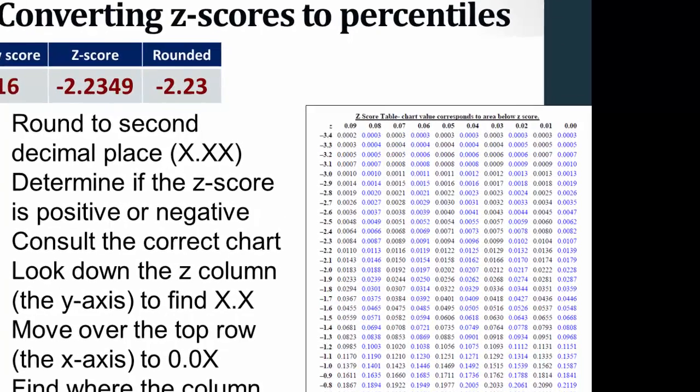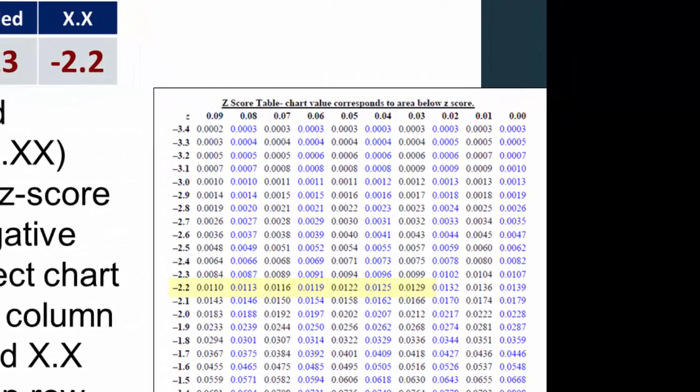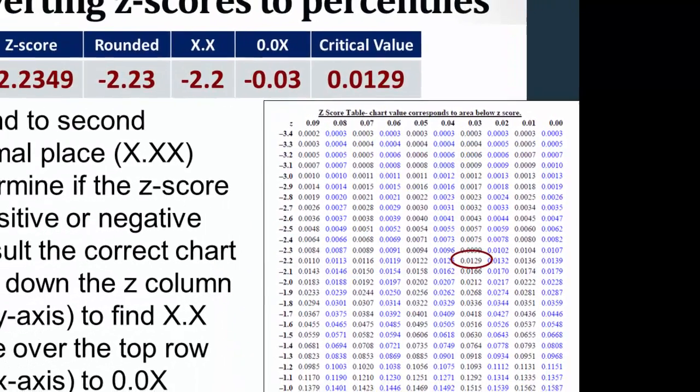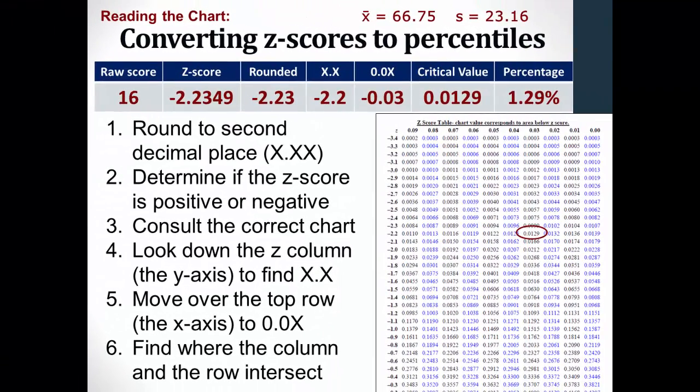Looking down the z column to find negative 2.2, and then over the top row to find 0.03, we find a critical z-value of 0.0129, meaning the percentage is 1.29, or at about the first percentile.